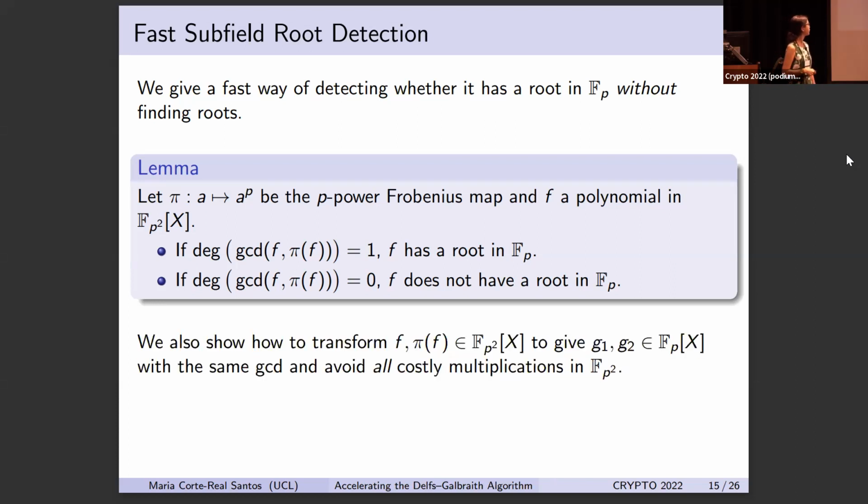In the paper, we also show how to transform f and pi of f, which in general have coefficients lying in FP squared, to give 2 polynomials with coefficients lying in FP that have the same GCD. And so you can still compute the GCD here, but instead you have f1 and f2. And this means that you can avoid all multiplications in FP squared. And so it makes our detection even more efficient.